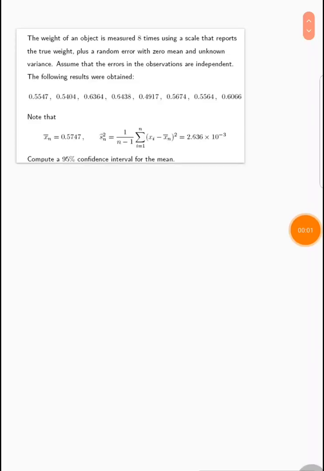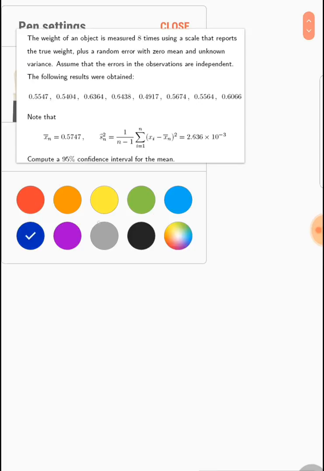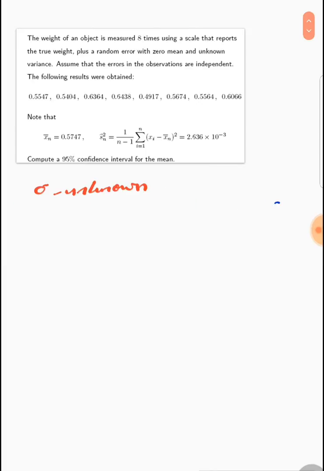So let's look at an example. Earlier you looked at an example of a confidence interval when your sigma is known. Let's look at this example here when your sigma is unknown. Remember, when your sigma is unknown, you actually use the t distribution. This is extracted from a lecture slide.